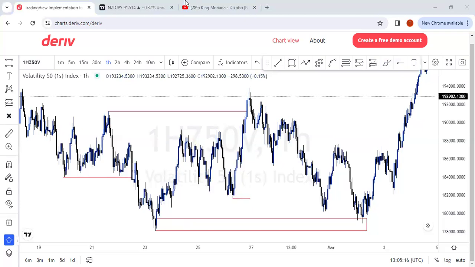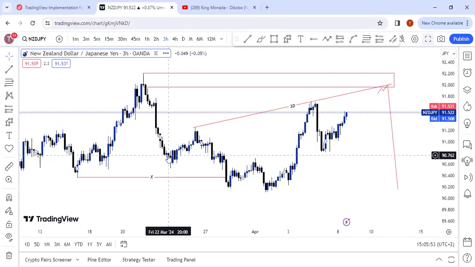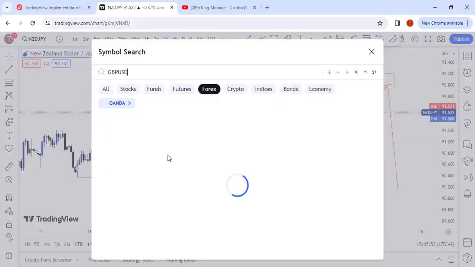And now let me check maybe two currency pairs before I end the video, guys. Let me check two currency pairs, then I end the video. So allow me to check GBP USD.